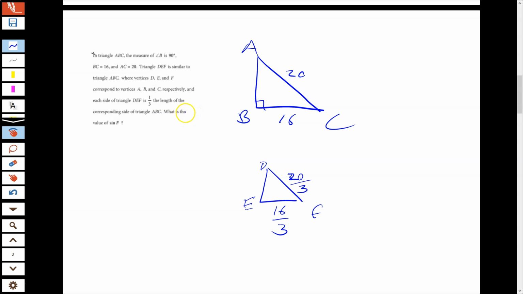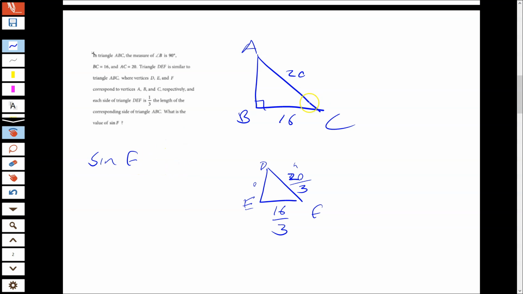Now, this is, I believe, a no calculator SAT problem. So if we're real clever, we can find an easy way to solve this without a calculator. It wants sine of f. So sine of f would be opposite over hypotenuse. And right away I'm seeing that there are these fractions in here, which is kind of nasty, right?